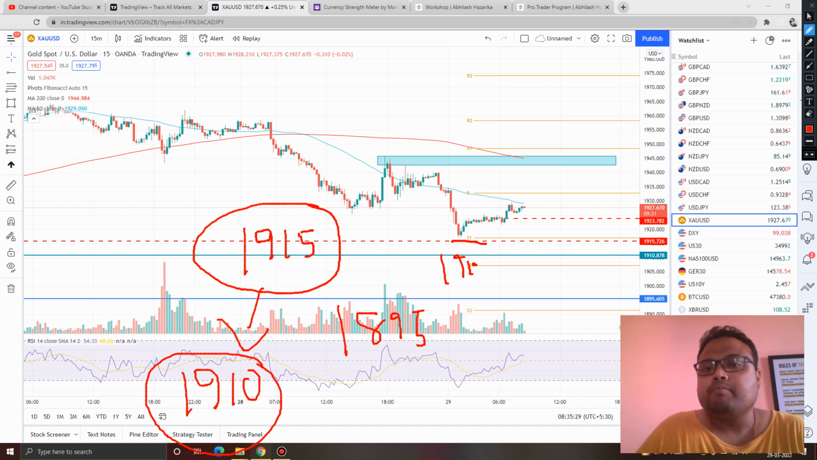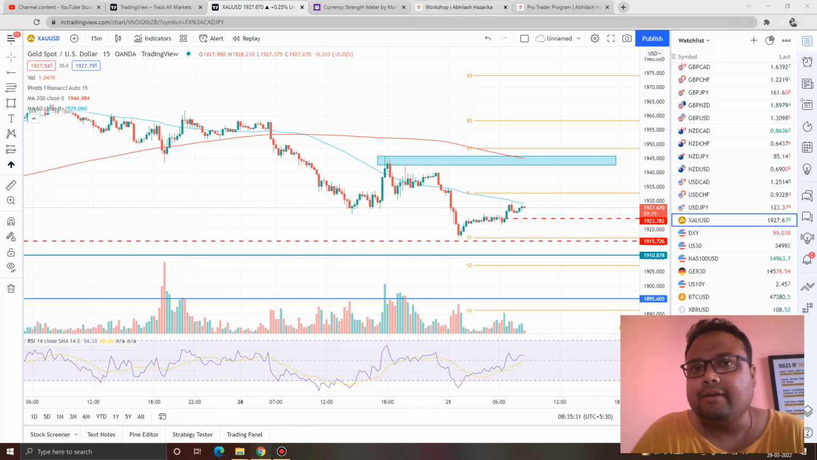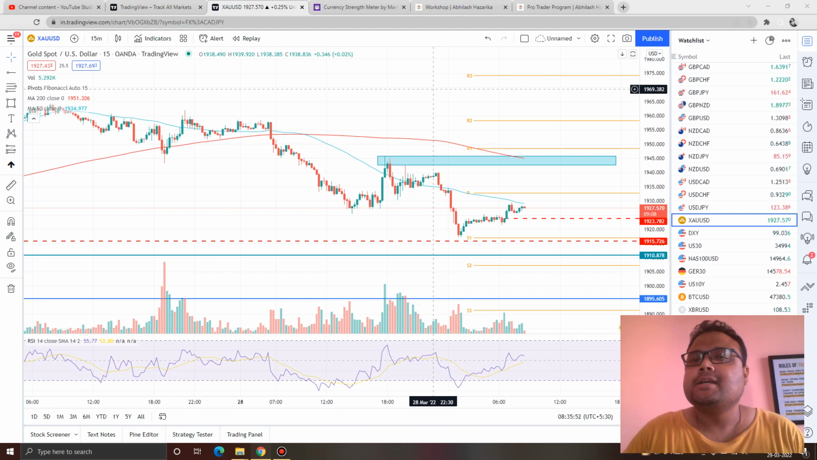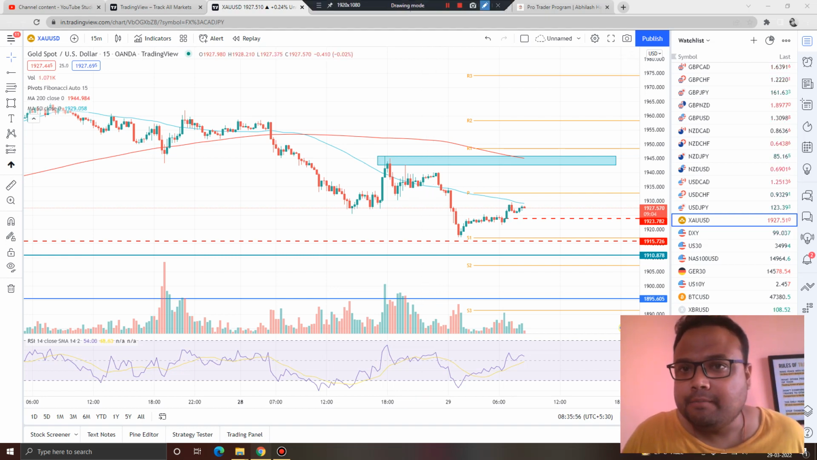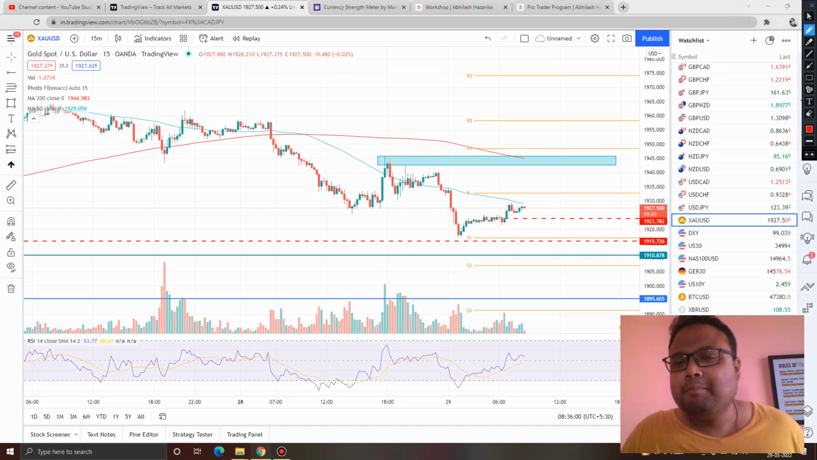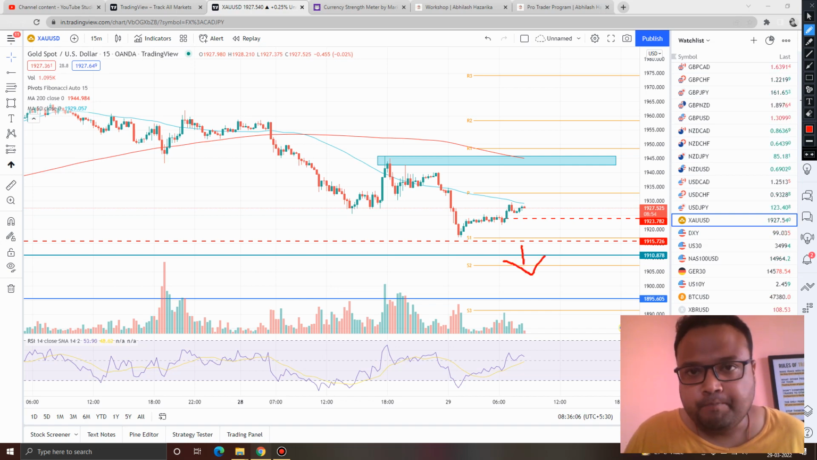And then we have 1895. Under normal circumstances, there's a high possibility that the market will bounce from the 1910 level. But if any bad news comes out, then obviously the market will break 1910 and march towards 1895. So if the market breaks with high volume, then you can also go for a sell below the 1910 level as well.